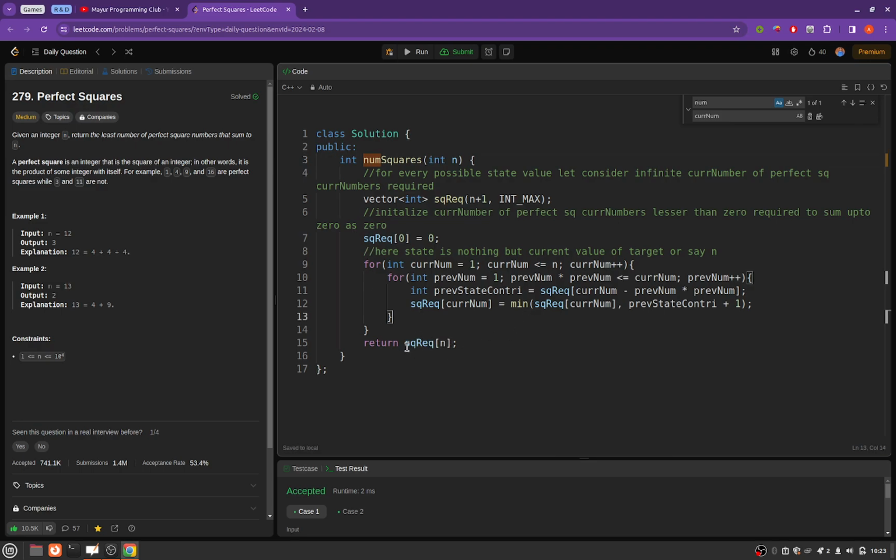So at last you will be returning your number of minimum squares required for making up sum equal to n. So that is how we will be solving this particular problem.